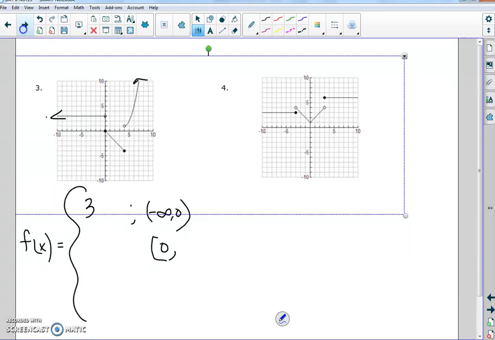Then from 0 all the way to 4, and on both ends, I have solid dots. You've got a linear function with a negative slope, and it looks like the slope is -1, and a y-intercept of 0, so I just put -x.